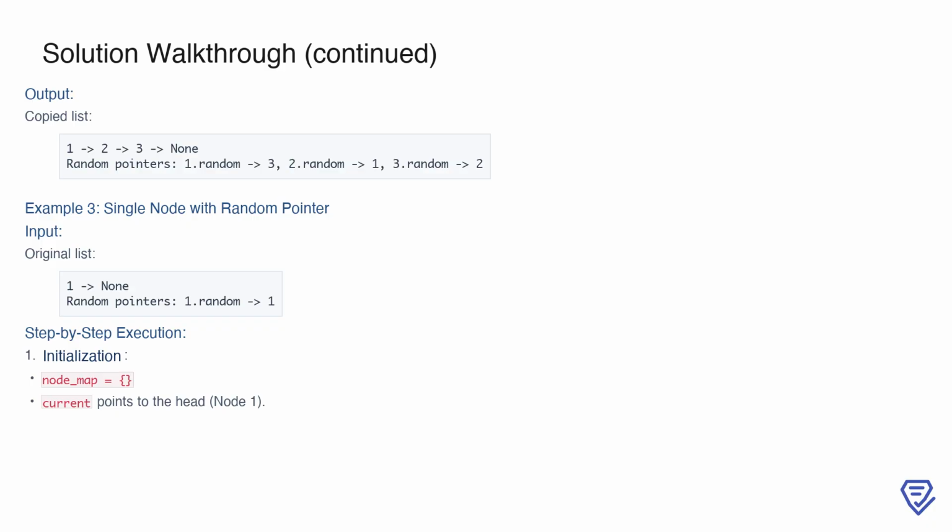In step 3, we return the copied head, which is the copy of node 1. The copied list now matches the input structure, including both sequential and random connections.